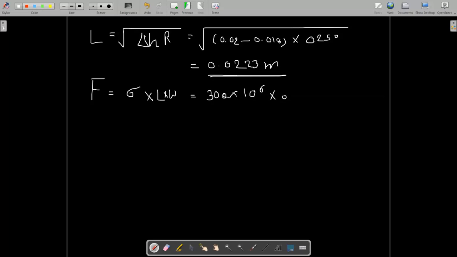Length is 0.0223. Why am I taking 300 megapascal as 300 times 10 raised to 6? Because Pascal is Newton per meter square, and length and width we are going to take in meter, so width is 0.1. Our answer will come as force in Newton multiplied by 10 raised to 6. So we multiply with 10 raised to minus 3, so that we get the answer in kilonewton. The answer is 669,000 Newton. Converting into kilonewton, that is 669 kilonewton.